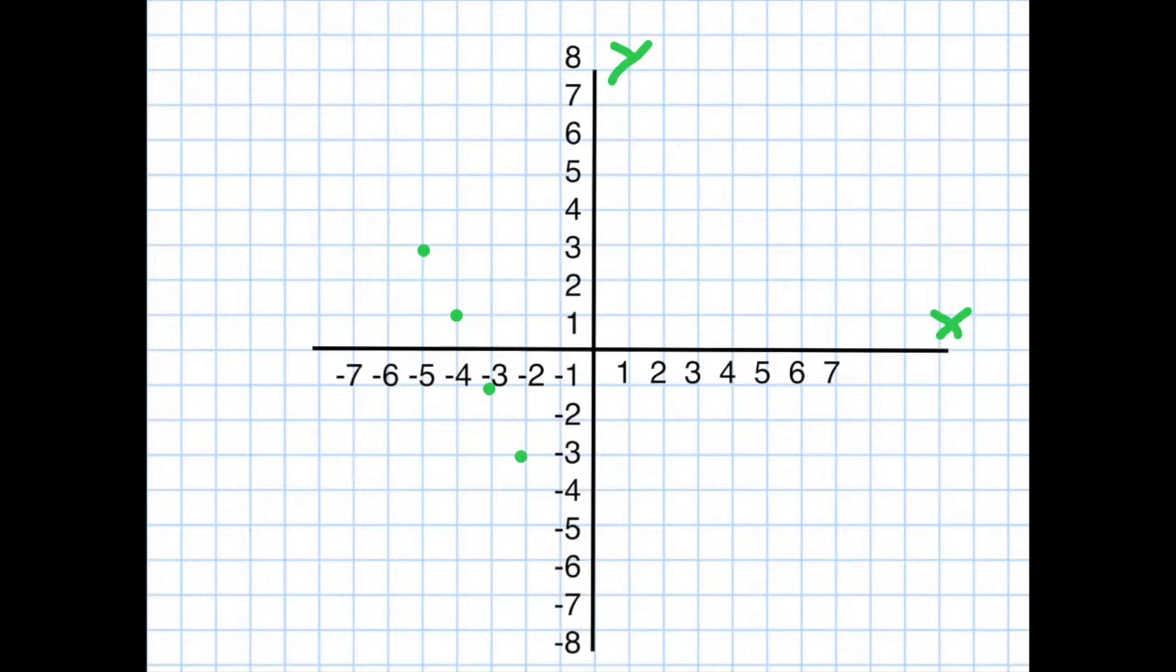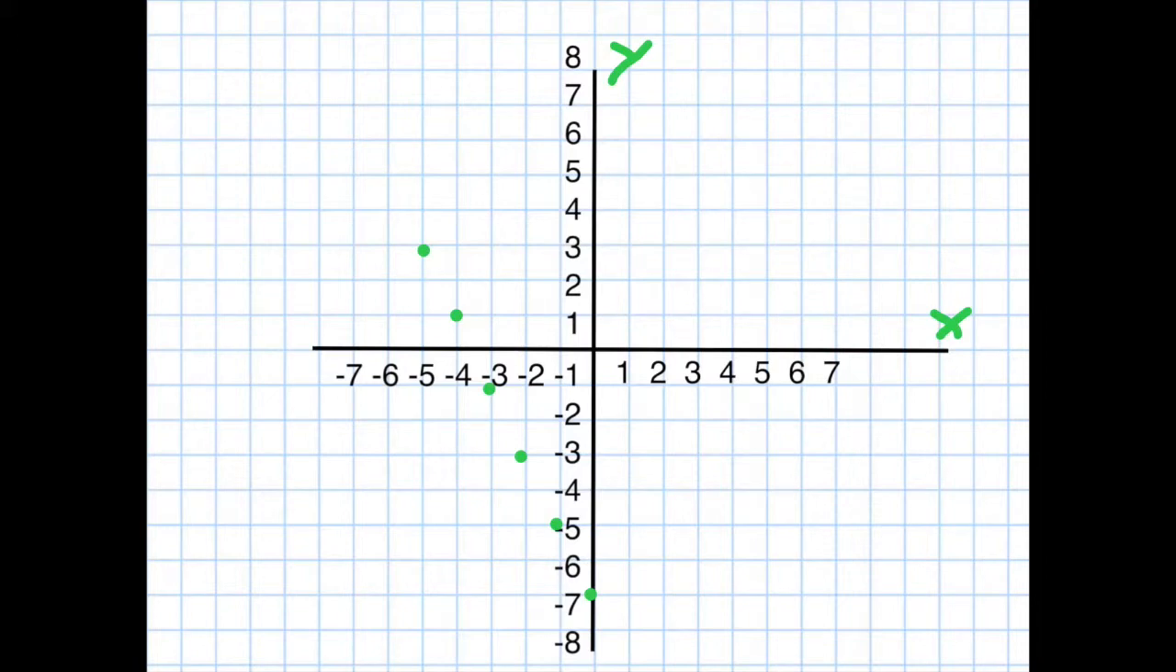And then we'll continue. -1, -5. So over -1 all the way down to -5. We're kind of covering some of the numbers, but that's alright. And then the last one, which would be 0, -7. We don't go anywhere on the x-axis, but we go all the way down to -7 on the y-axis.